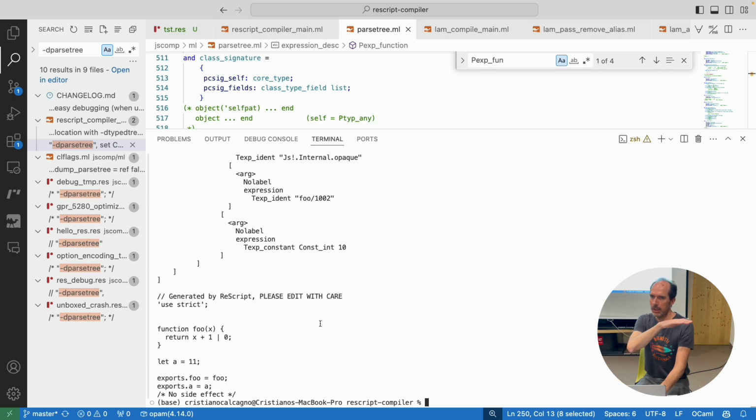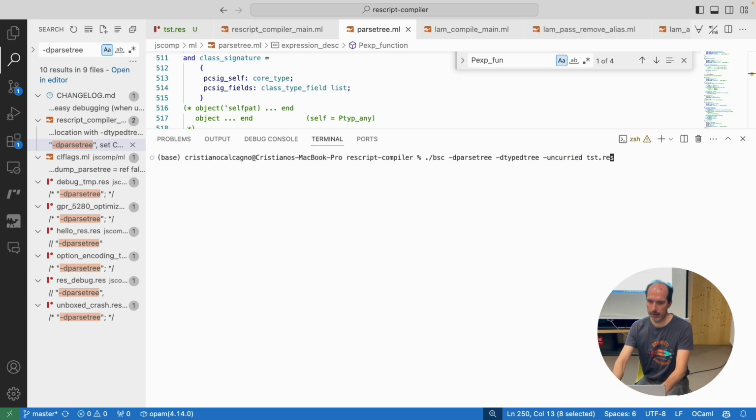Okay, so we have seen the two layers, the untyped AST and then the typed AST, and then the next level is called lambda. And for consistency, it is called row lambda. I'm not sure why.